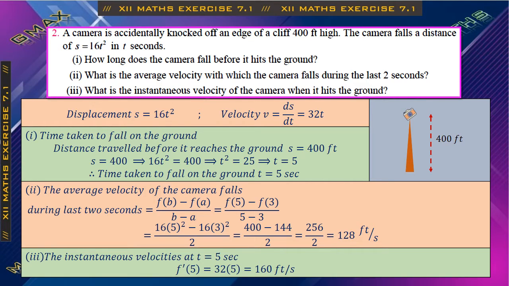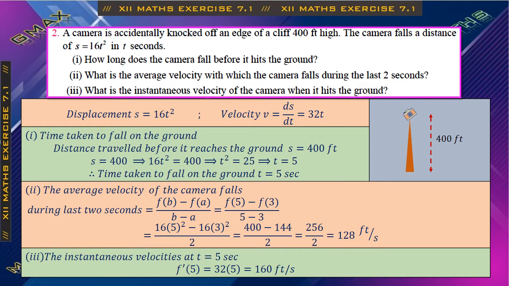That means before falling it travels 400 feet from the cliff. So s equal to 400. S equal to 400 implies 16 t square is equal to 400. That is t square equal to 25, t equal to 5 seconds. So the time taken to fall on the ground is 5 seconds.